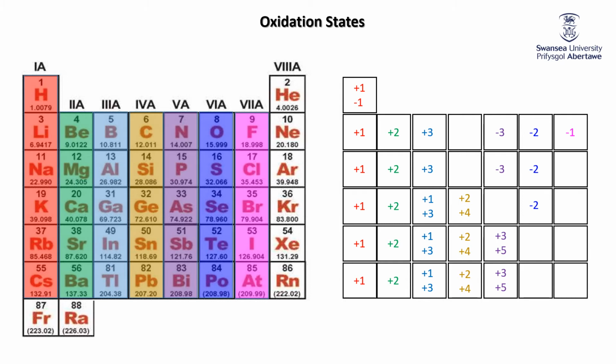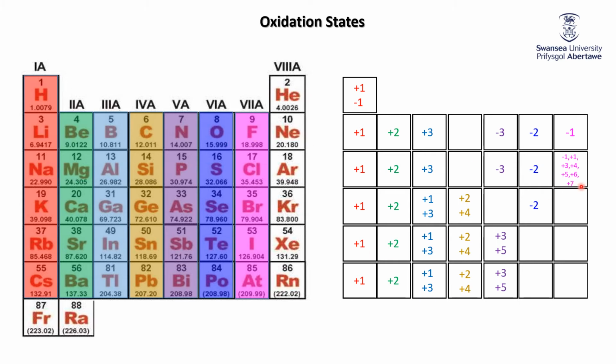But it's not as simple as that. If we look at chlorine, for example, yes, we can find very common compounds containing chloride in which it is -1, but we can also find compounds in which it's +1, +3, +4, +5, +6 and +7. These are compounds where the chlorine has the positive oxidation state because it's with more electronegative atoms, either oxygen or fluorine.